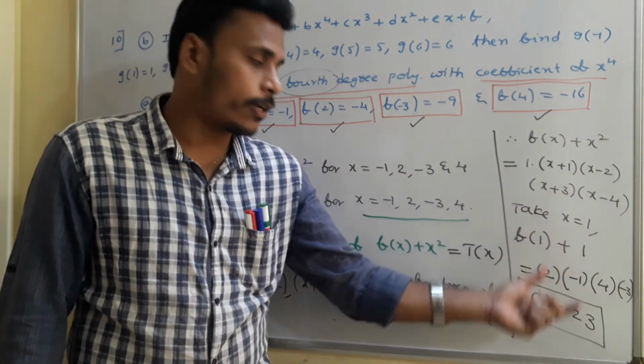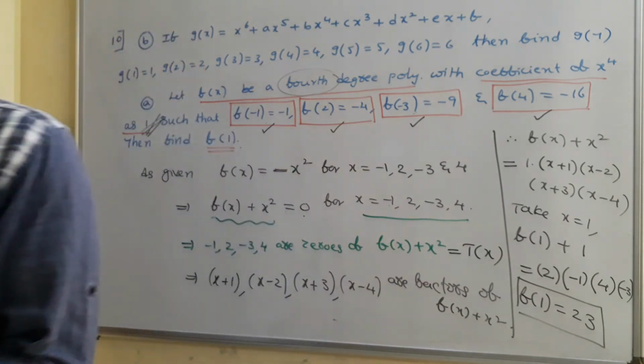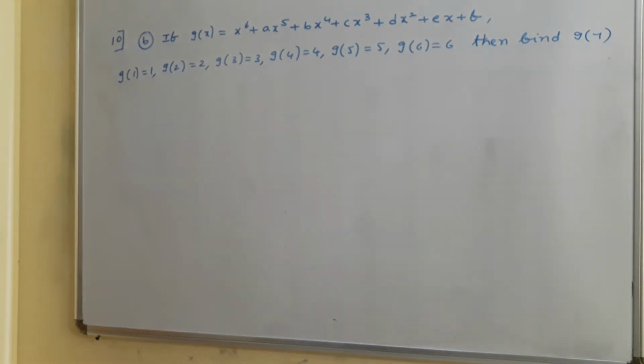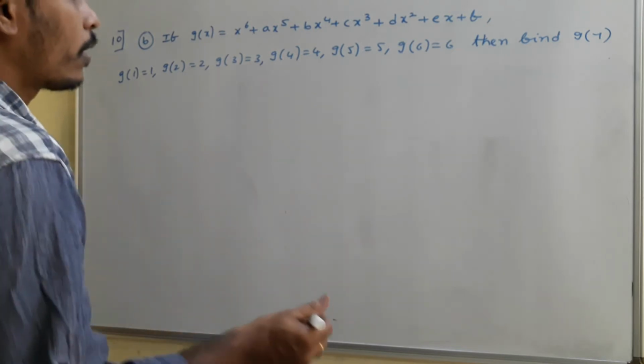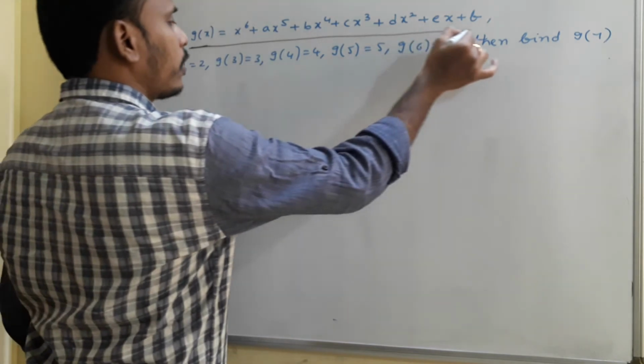Take x is equal to 1 and your f of 1 is 23. Have a look. In the same way we can solve the above problem, which is 10b. So next problem, 10b. Have a look. Now this time g of x is a polynomial and it is given like this.